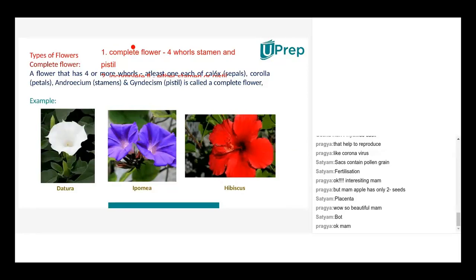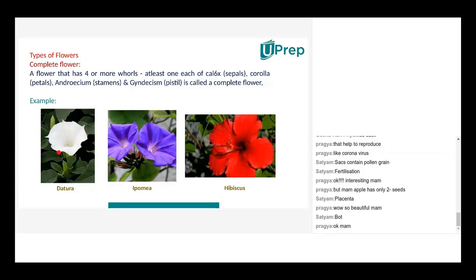Yeah, so this is how it is. Correct? So basically, to make things a little more clear, a complete flower will have stamen and pistil together. And an incomplete flower will have either stamen or pistil. It will not have two together. Now, just to cite a few examples.